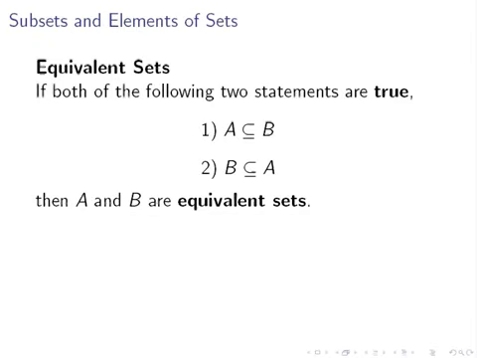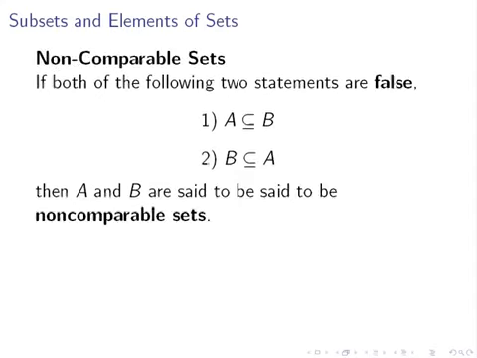Now, equivalent sets. If both of the following statements are true, A is a subset of B and B is a subset of A, then the sets A and B are equivalent sets. That means more or less that A and B are identical to one another. So that's just a useful little remark. Also, what we might have is non-comparable sets. If both of the following statements are false, A is a subset of B and B is a subset of A, then A and B are said to be non-comparable sets.